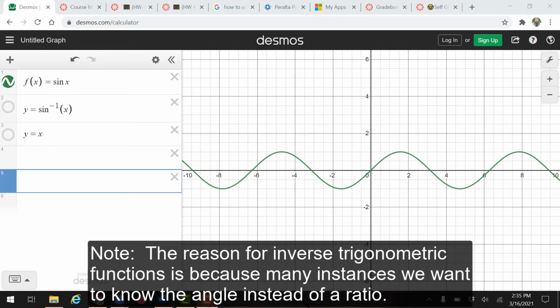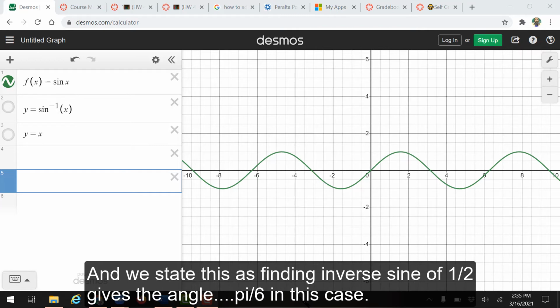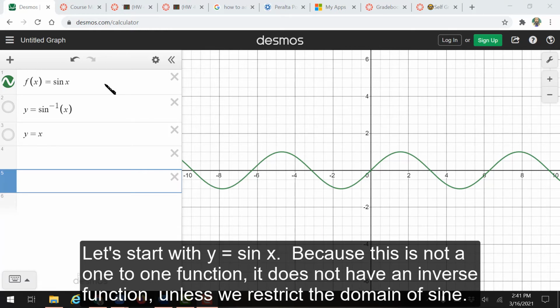Note, the reason for inverse trigonometric functions is because in many instances we want to know the angle instead of a ratio. For example, we may want to find the angle that gives the ratio of half for sine. And we state this as finding inverse sine of 1/2 gives the angle pi over 6 in this case.